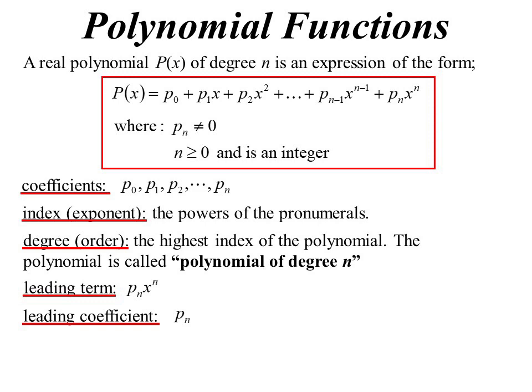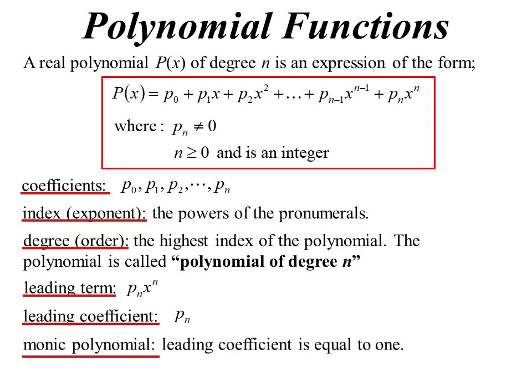So make sure you read the question closely and see what they're asking for, whether it's the leading term, in which case you would include the x to the power of something, or whether they're just asking for the leading coefficient, in which case you would just write the number. Monic just simply means that that leading coefficient is equal to 1.